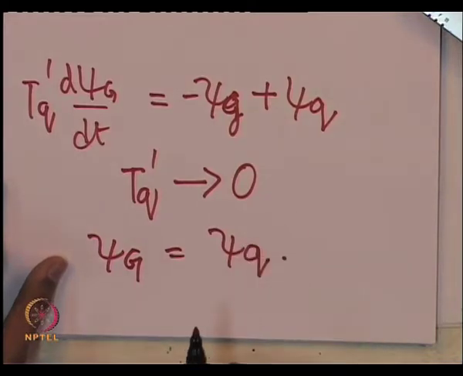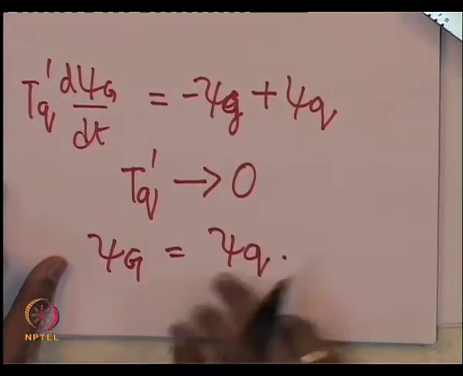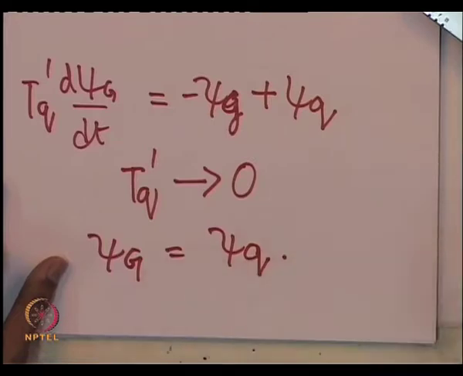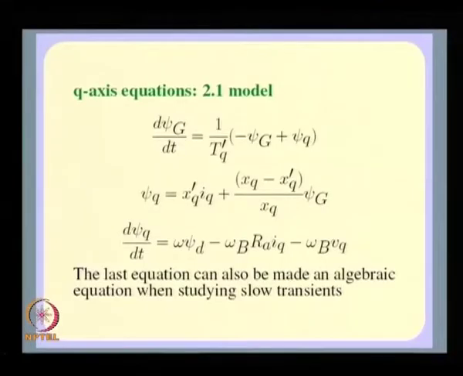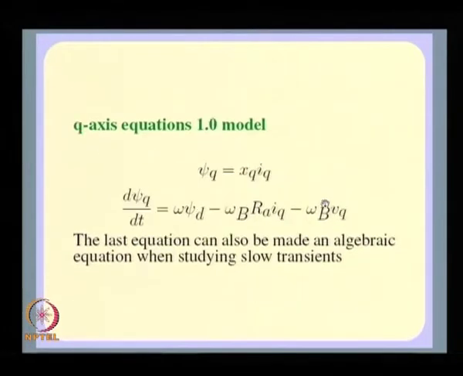and if you use this fact in the algebraic equations which you have seen earlier, say if you look at the 2.1 model, if you look at this algebraic equation here, if you set psi g is equal to psi q, a few manipulations will get you to psi q is equal to x q I q.